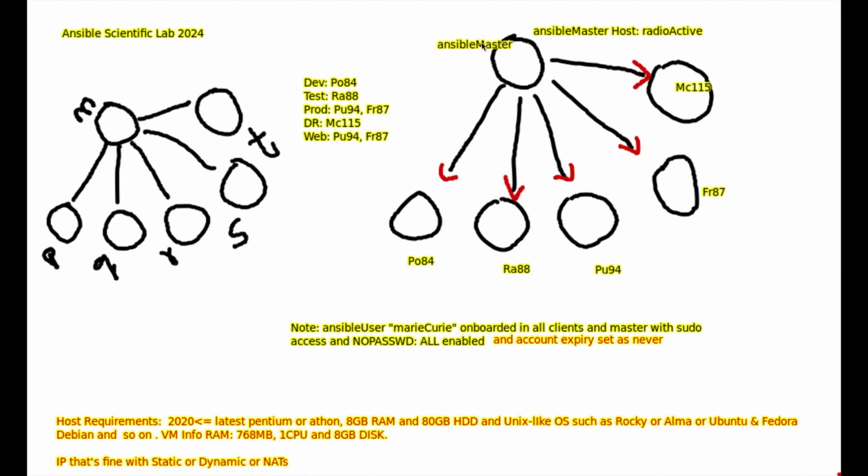The names should be different. Here I put it as Ansible Scientific Lab because I am going to use scientific names for the clients. Instead of P, Q, R, S, T, I am going to use polonium, radium, plutonium, francium, and moscovium. The Ansible user is also Marie Curie. I set it up like that so you can understand a different way and we can learn differently, not in the usual manner.